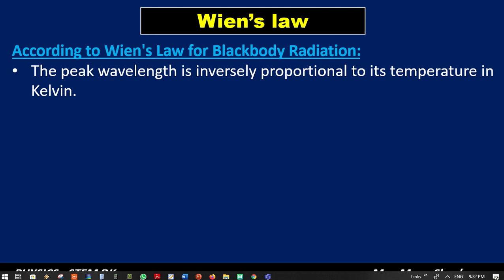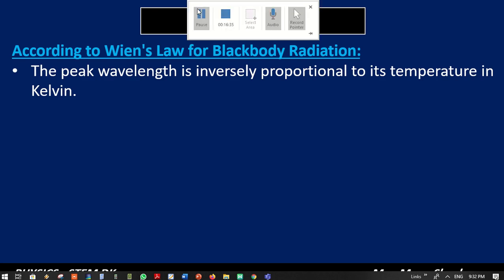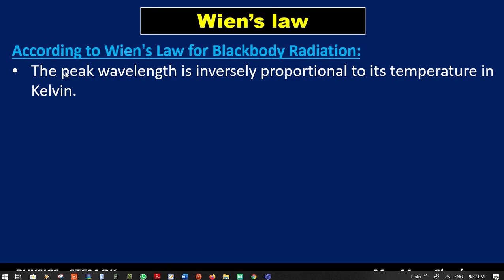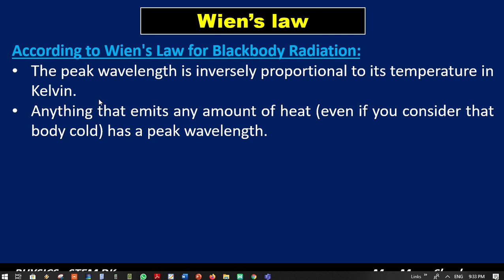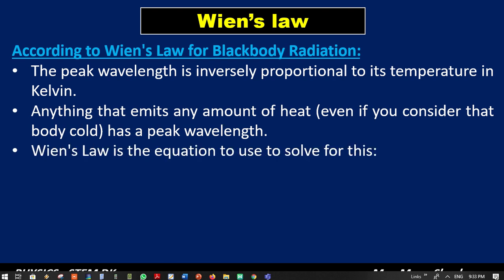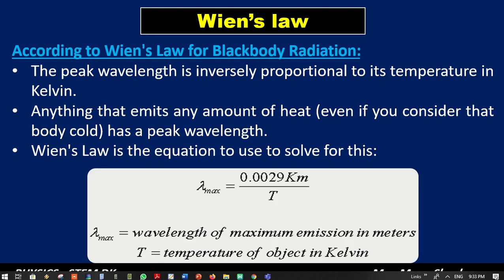According to Wien's law, the peak wavelength is inversely proportional to its temperature in Kelvin. Anything that emits any amount of radiation has a peak wavelength. Wien's law is the equation used for lambda maximum: lambda maximum equals this constant, 0.0029 meter Kelvin, over the temperature.